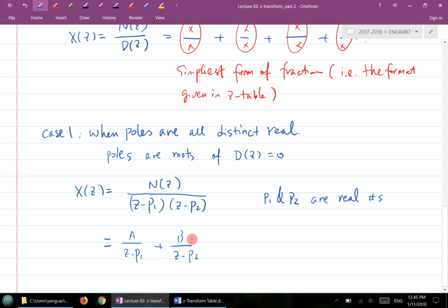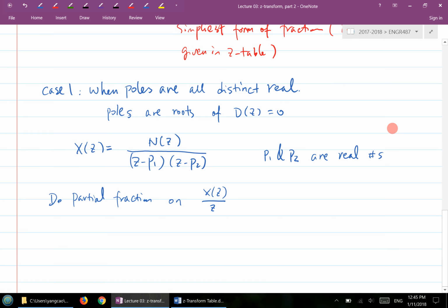The reason, I'll explain the reason here. What you do is a partial fraction on X of z over z. So we do the partial fraction not on X of z, but on X of z over z. Let me explain why. Basically what we are doing is dividing both sides by z, like that.